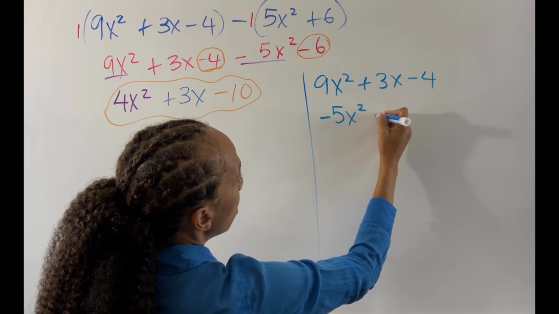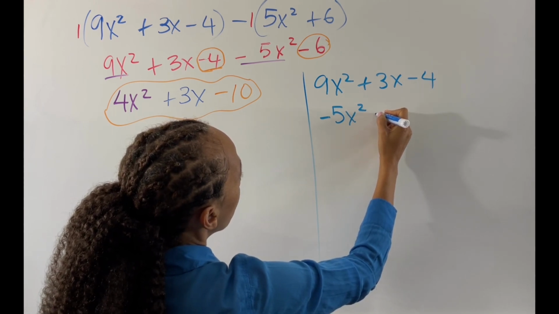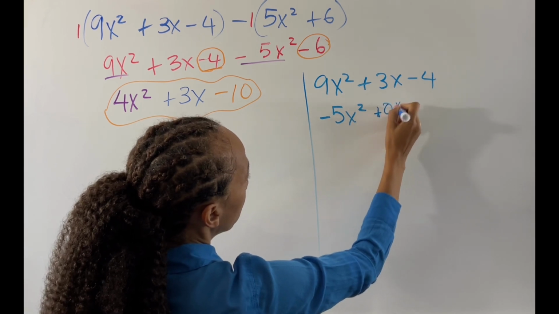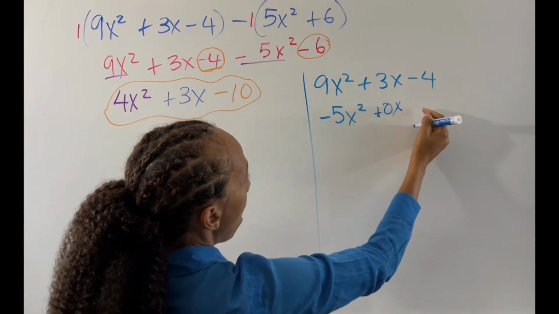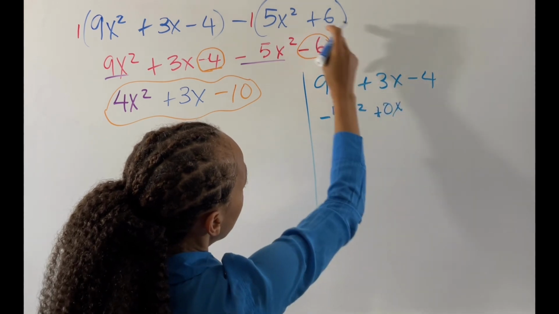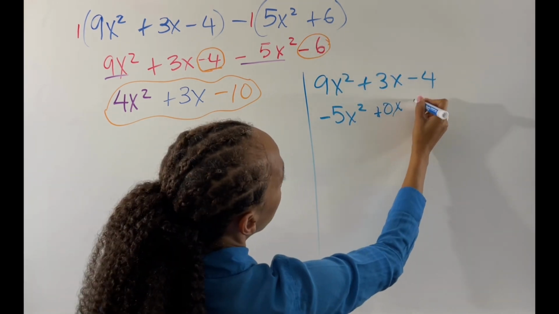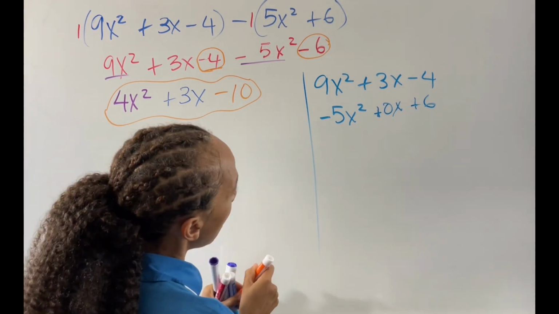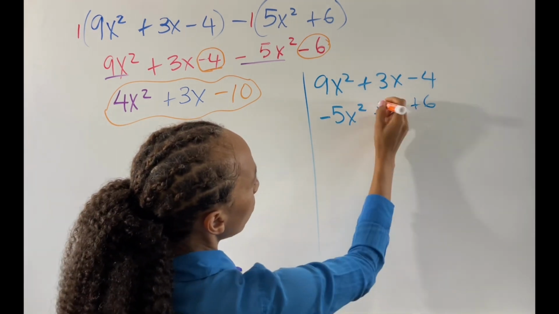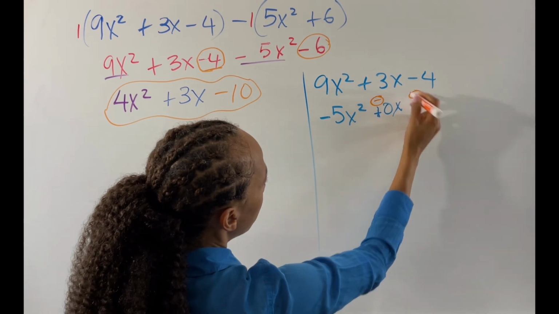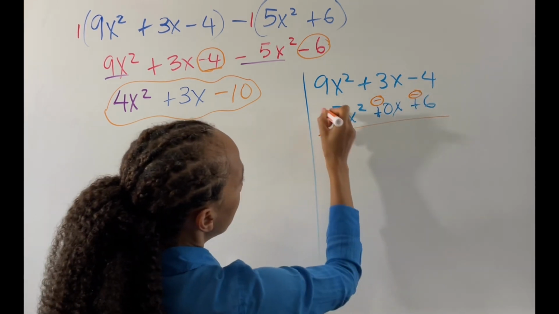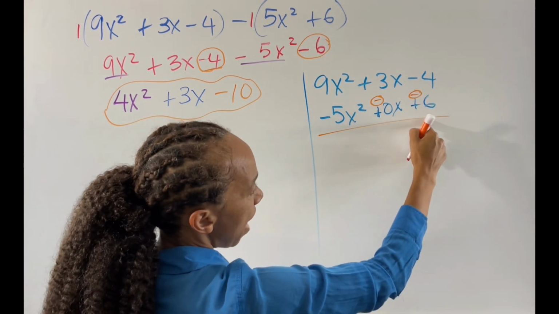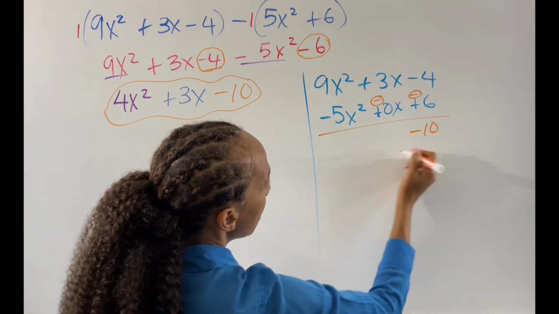so you can put in simply your 0x, alright, plus 0x as a placeholder. And now you have the 6 that you had up there, plus 6 here. But remember, you change the signs, right? So this becomes minus, this becomes minus. You draw your line. The minus here is fine. So negative 4 minus 6 is negative 10.